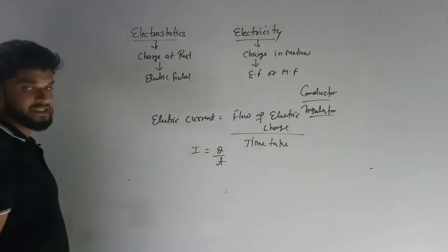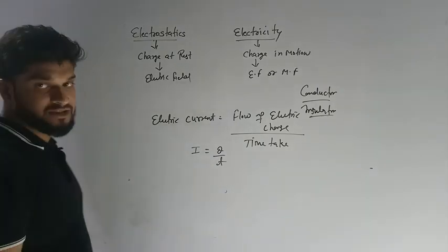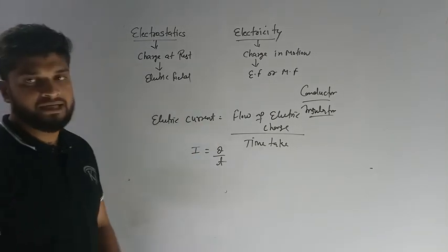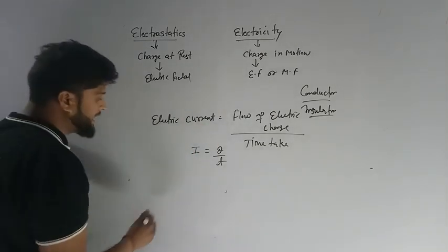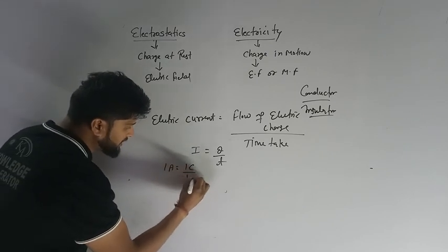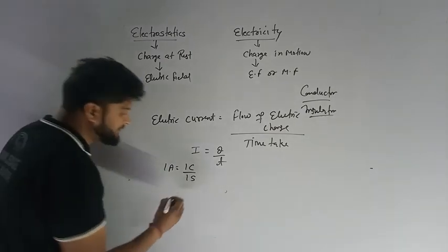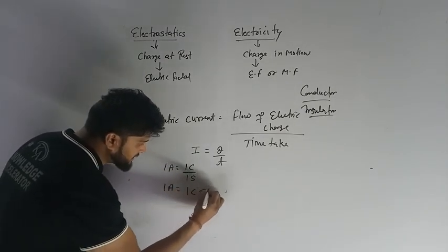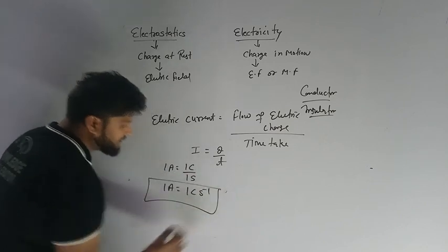Now we will discuss 1 ampere. Ampere is the SI unit of electric current. 1 ampere equals 1 coulomb over 1 second, and it can be written as 1 ampere equals 1 coulomb per second.